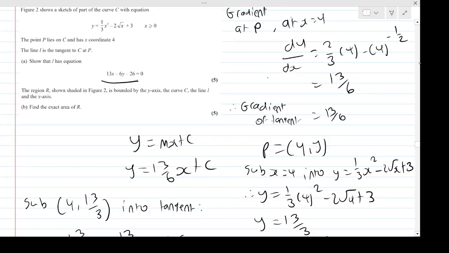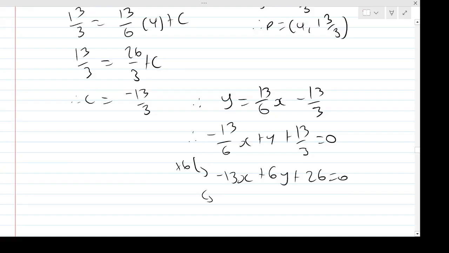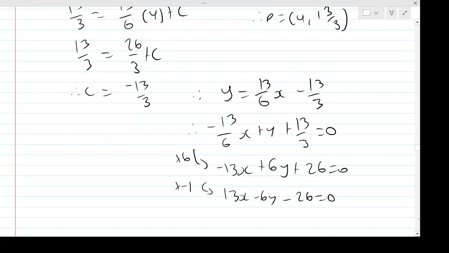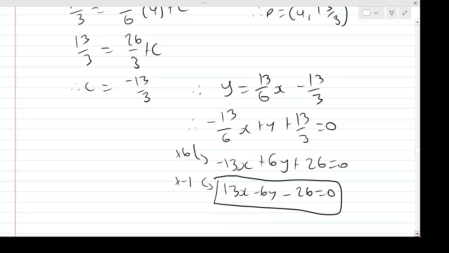Is that the form they want it in? Very, very nearly. We need to actually switch the signs. We need to divide by minus 1 to get positive 13x. So if I times by minus 1, I get 13x minus 6y minus 26 equal to 0. And that is what they got. Cool, there we are. That's part A done.